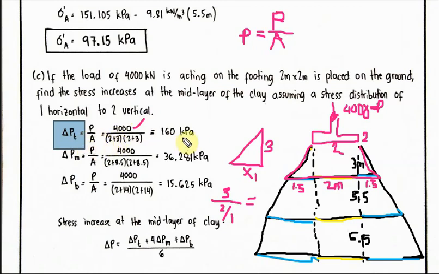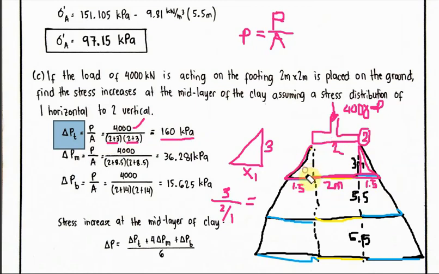Area is just base times height. The base is this one: 2 plus 1.5 plus 1.5. 1.5 plus 1.5 is 3, and 3 plus 2 is 5. Then the height, which is just 3. So calculating, we get 160 kilopascal for the top.